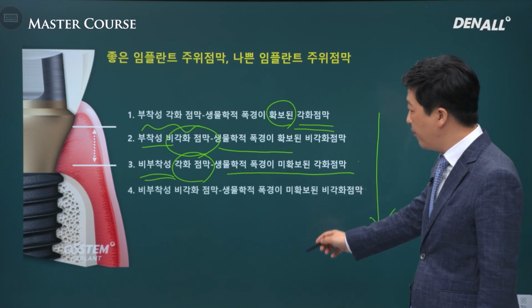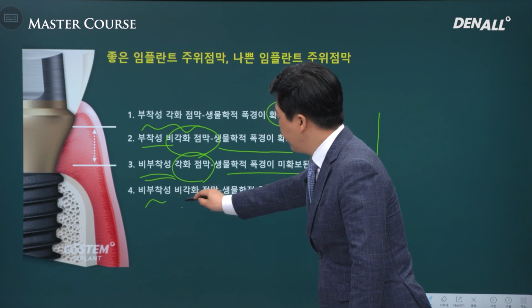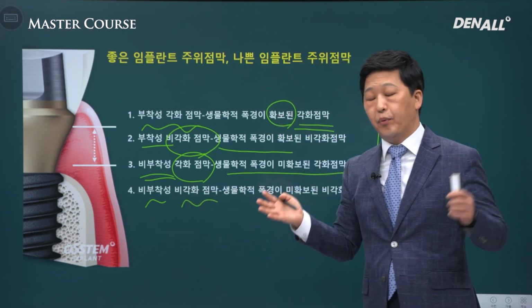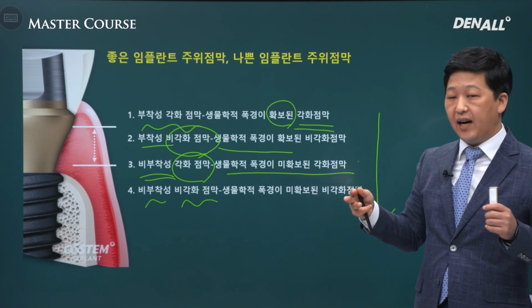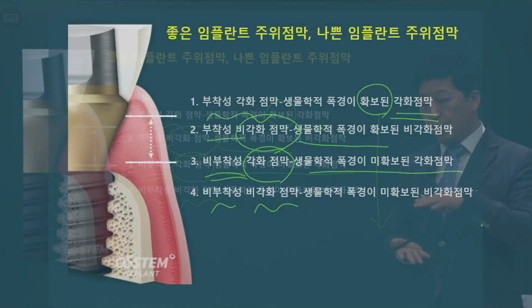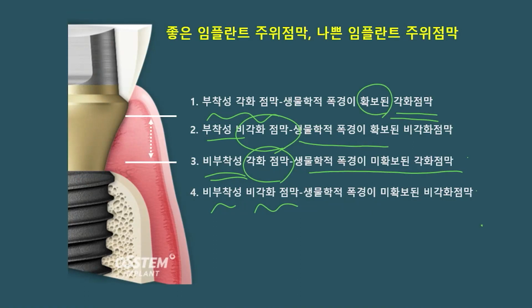Last but not least, this is the case where bad prognosis is bound to occur. This is non-attached non-keratinized tissue. There is no biologic width, and our body naturally responds by resorbing the bone and tries to secure the biologic width. There's very high possibility of peri-implantitis occurring in this case.